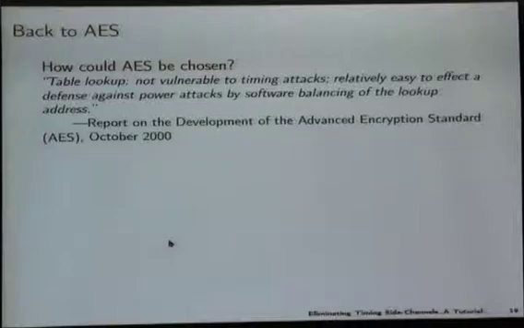Okay, so how about back to AES? Now when I show this, then you might ask, wait a second, if AES, implemented straightforwardly as the proposal tells you, is highly insecure, then why was AES chosen? I mean, if you can't really properly implement it in software, why would anyone want this? And there is some discussion about side channel attacks in the final report. The final report says that table lookup is not vulnerable to timing attack. Relatively easy to effect defense against power attacks by software balancing and so on. But at the time, people really believed that table lookups are not a problem.